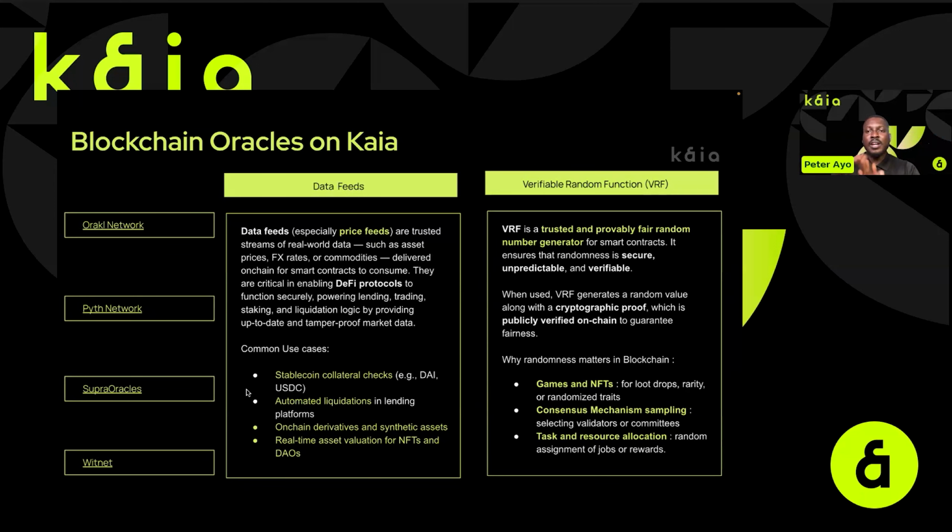Now the next part is the verifiable random function. Most times we have use cases where we want to randomize things on the blockchain. For instance, in games, for loot drops, for rarity, or when you want to randomly assign tasks or rewards to people, or even consensus mechanism sampling, where you're trying to randomly select validators or committees. We need random numbers on-chain. Blockchain oracles help us get trusted and provably fair random numbers on-chain. This random number is secure, unpredictable, and verifiable.